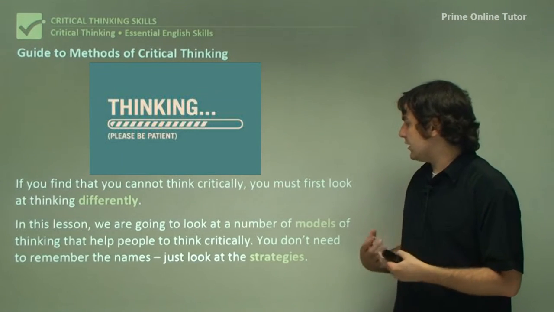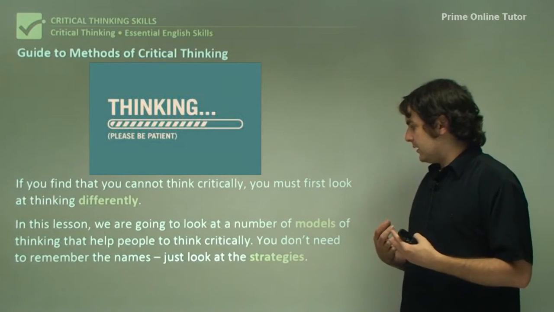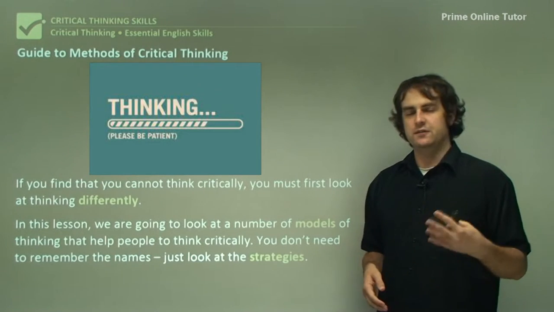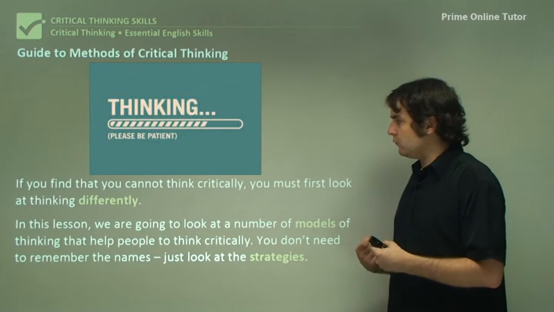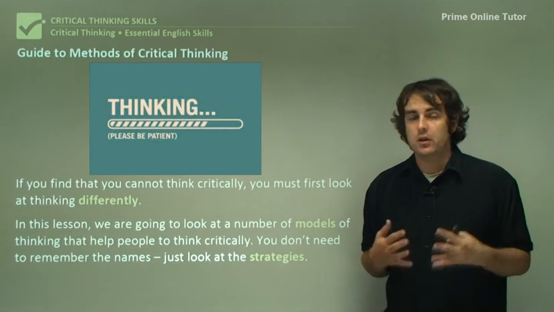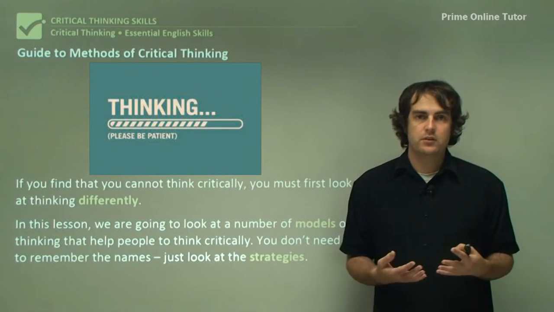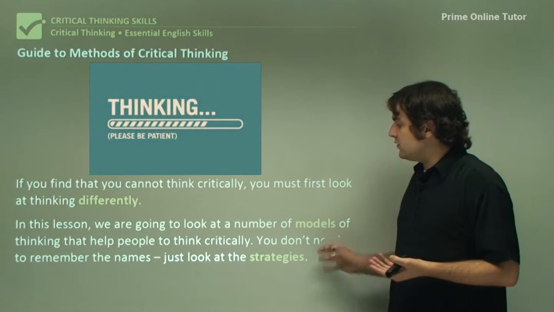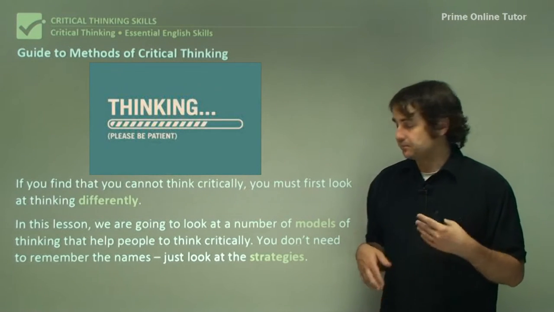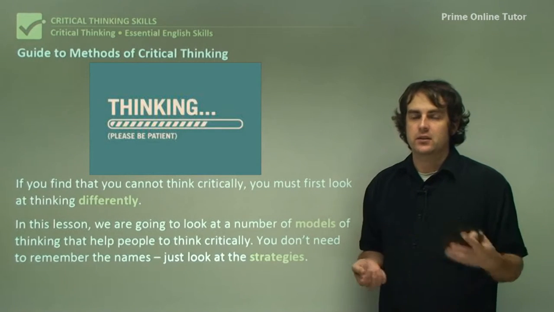We're also going to look at a number of models. It's not really important that you actually remember them, but you just need to look at the strategies involved and think, okay, maybe I need to think this way or that way. Seeing as English is mostly about critical thinking and how you apply those skills, especially when it comes to writing and being able to respond to things, you need to be able to look at more than just what is there in the text, but actually think about it in a critical way.